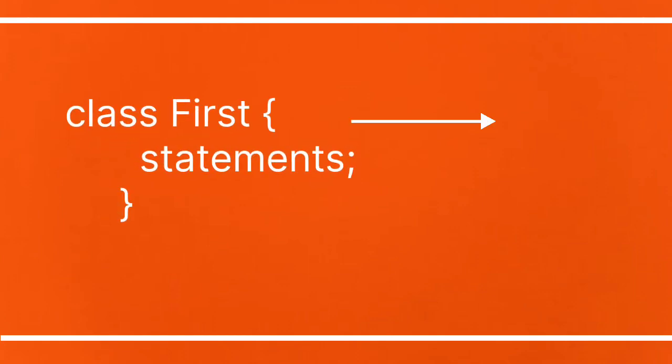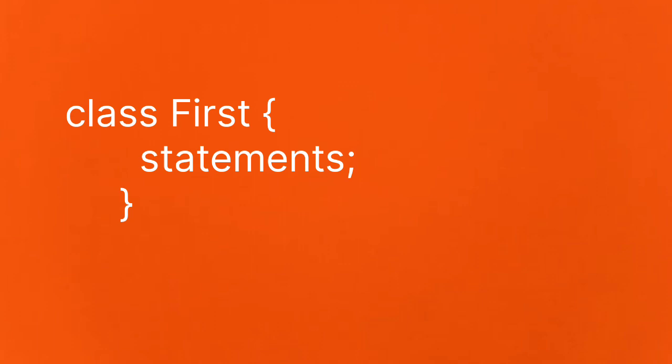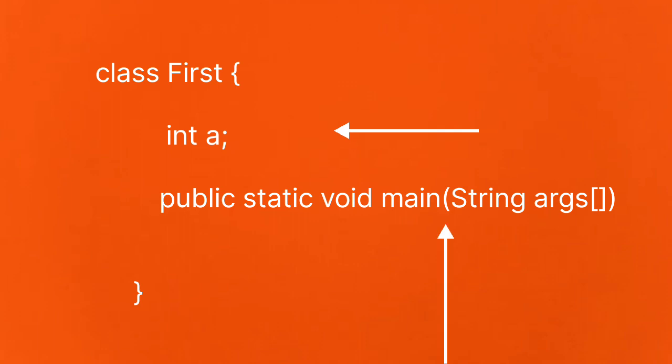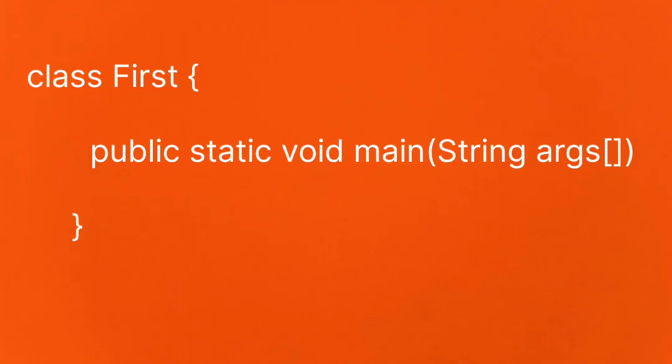Class code starts with curly brackets and ends with curly brackets. We know that a class or an object contains variables and methods, so inside the curly brackets there can be any number of variables and methods. This is our first program, so we will create only one method, compulsorily the main method.